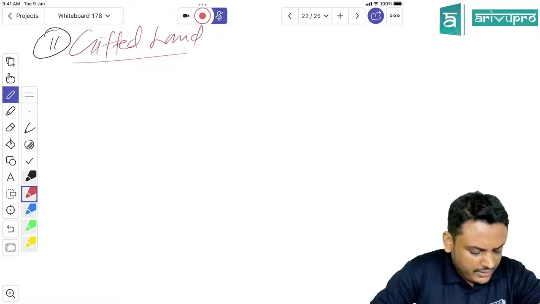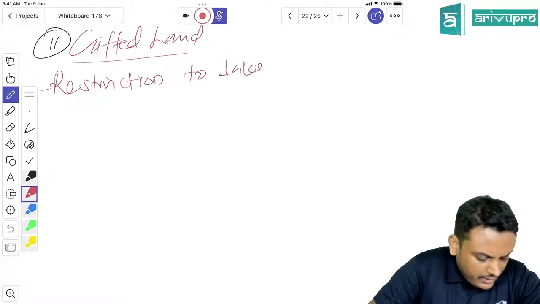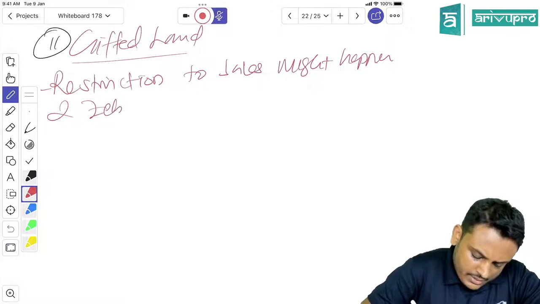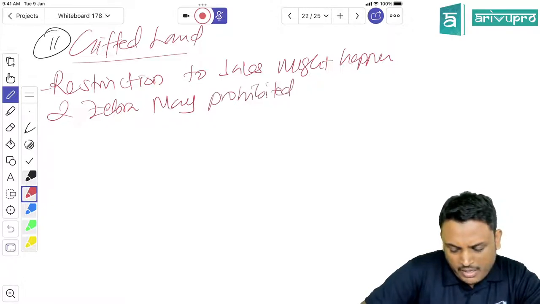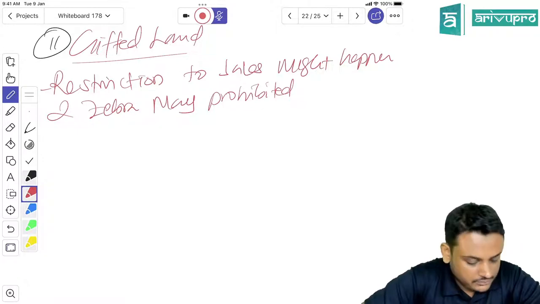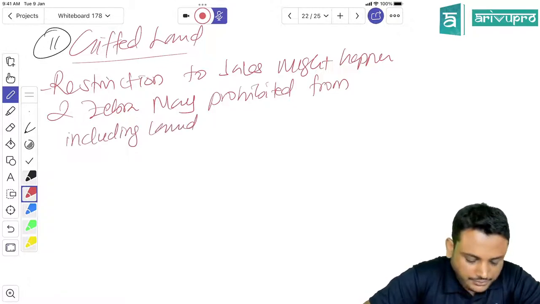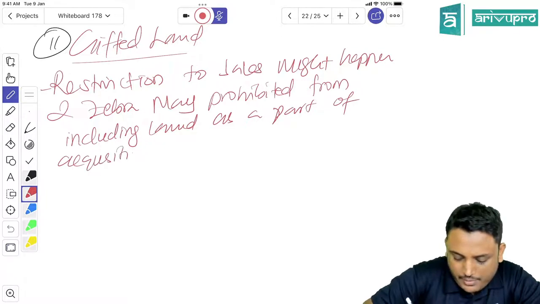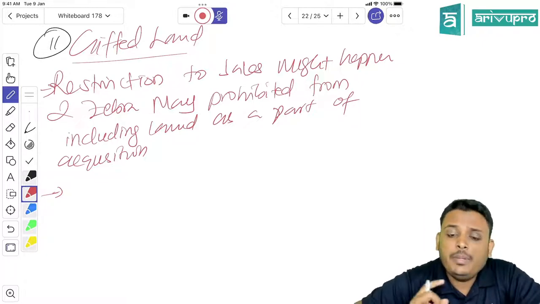Gifted land. So if I take the gifted land, right, there may be a restriction to sale that might happen, and Zebra may be prohibited from including land as a part of acquisition. Because Zebra cannot include the land as a part of acquisition, right? That may be a great disadvantage for us.